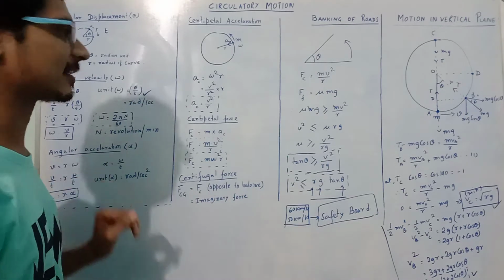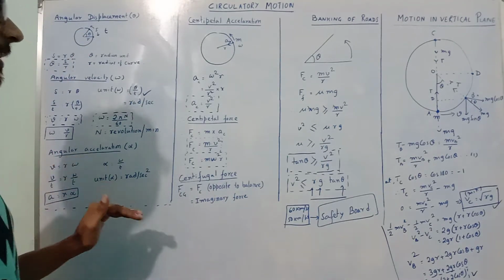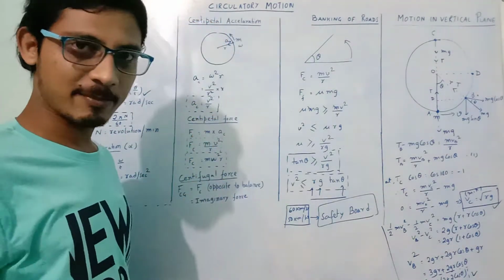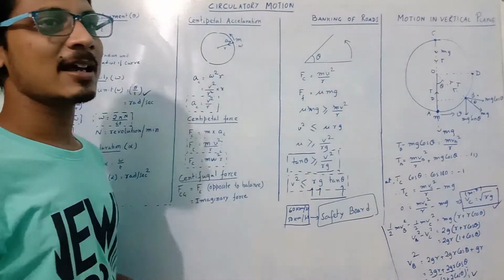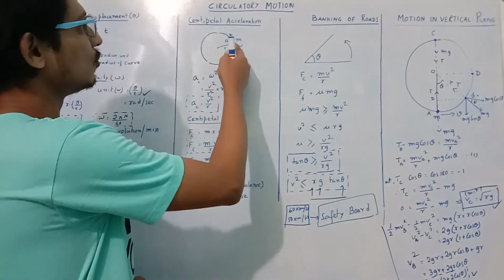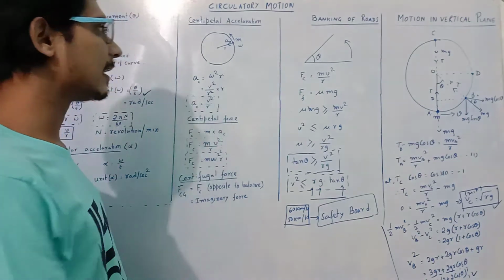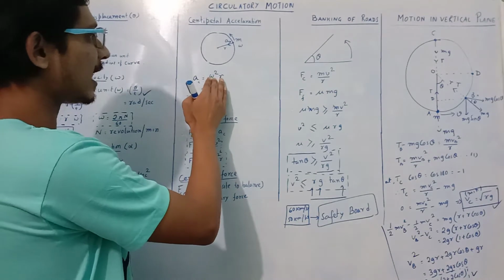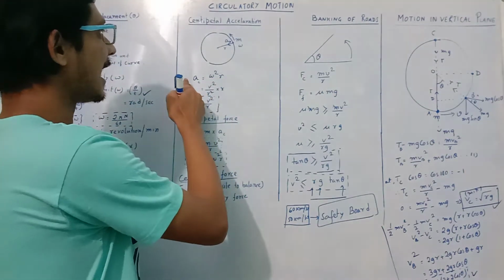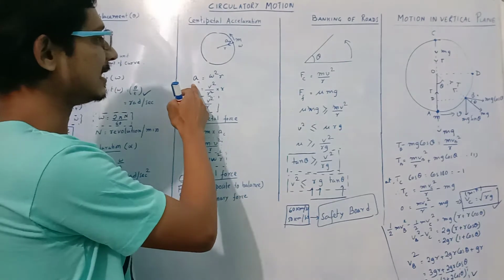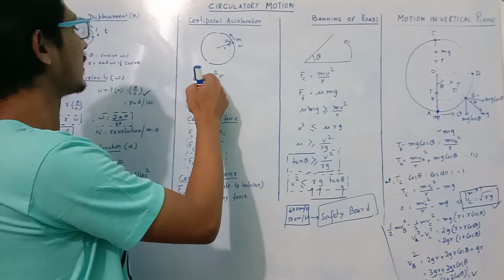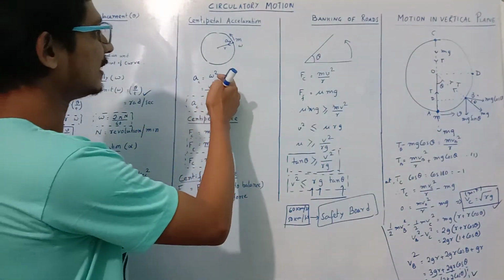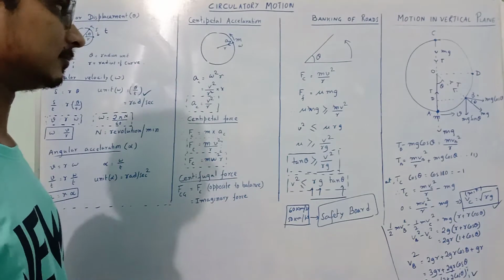Now this acceleration, when an object rotates in a certain circular path, the acceleration along its radius towards the center of the circle is called centripetal acceleration, given by omega square into r. That is, centripetal acceleration a_c is equal to omega square r, where omega is the angular velocity of the object and r is the radius of the circle.